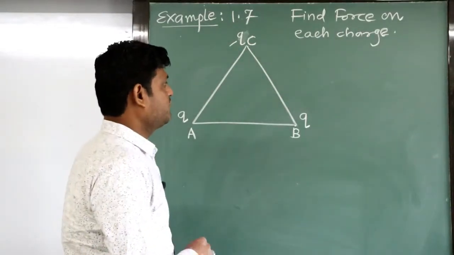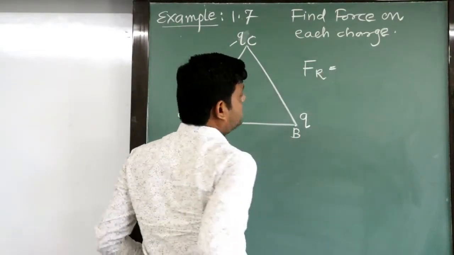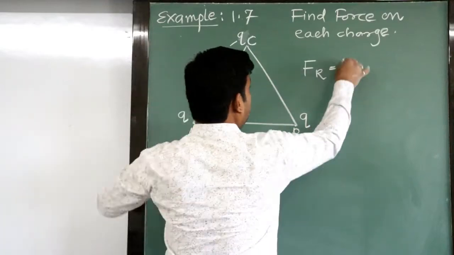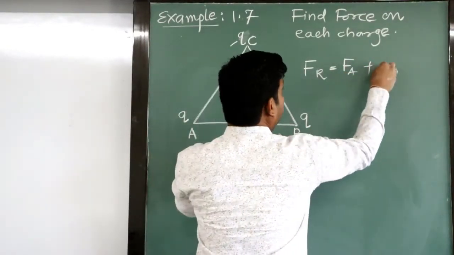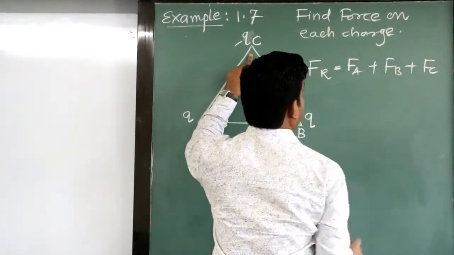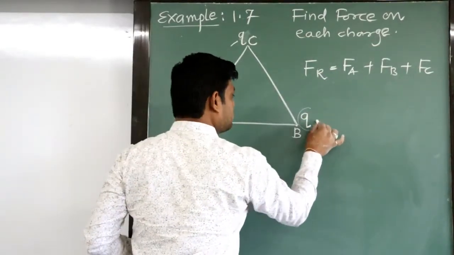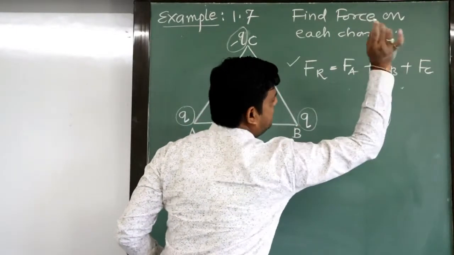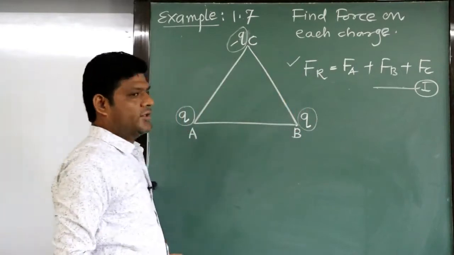So the net force, denoted by F_R or F net, we can write as the resultant force on each charge: the force acting on vertex A, the force acting on vertex B, and the force acting on vertex C. That means the force acting on this Q charge, on this charge and on this charge, we want to calculate. This is our equation number 1.